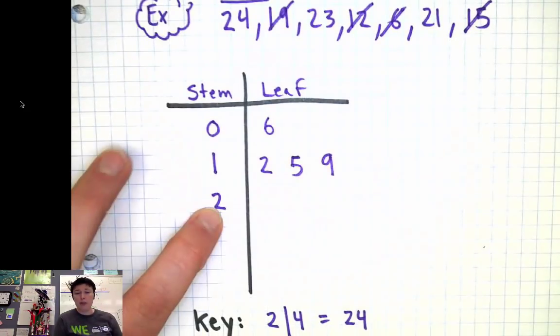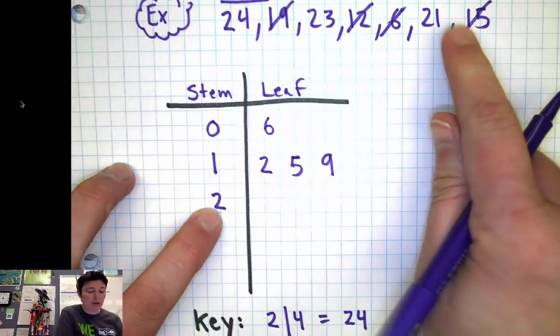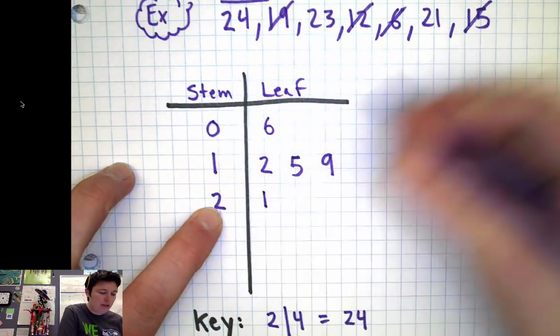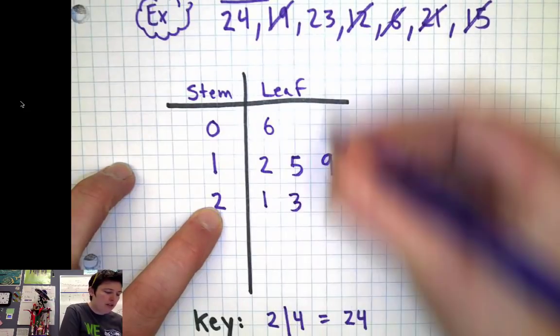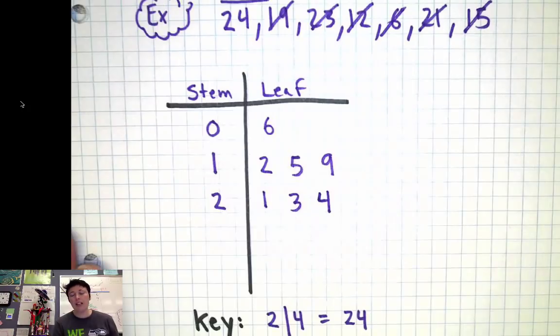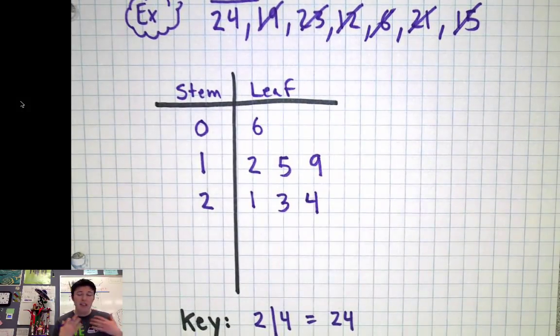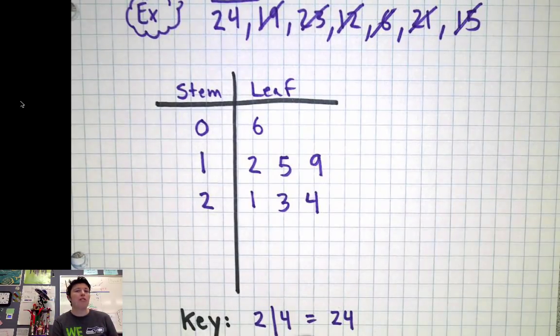And then we're ready for the 20s. So I see 24, 23, 21. I'll put them in order. 1 will go first, 21, then 23, and then 24. There we go. And that's it. That is our stem and leaf plot. And if I was told to create a stem and leaf, that'd be all I would do. I'd organize the numbers, make my key, and I'm good to go.